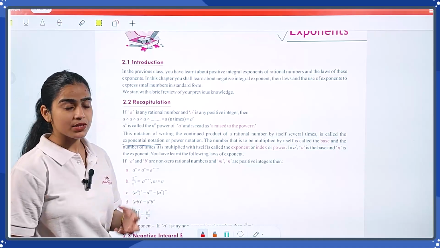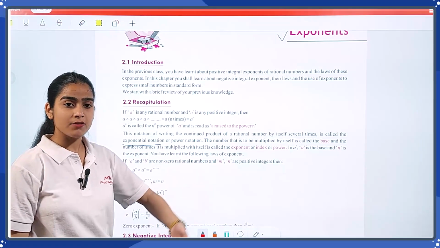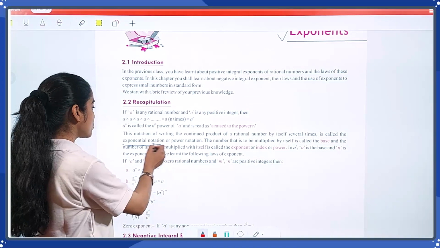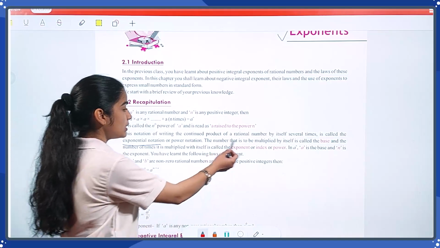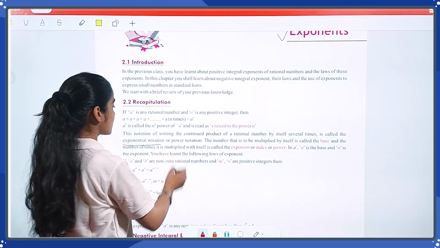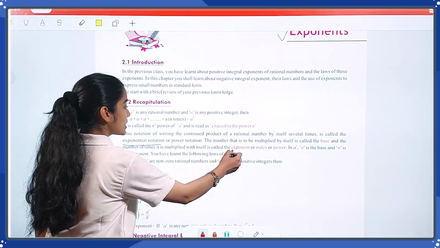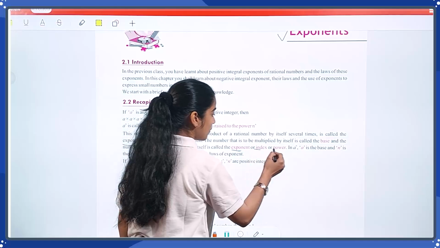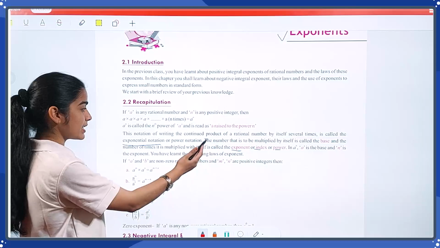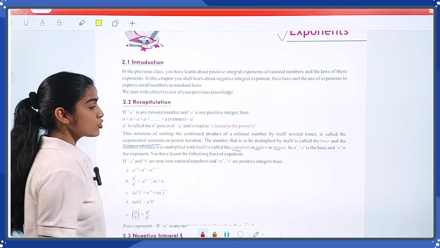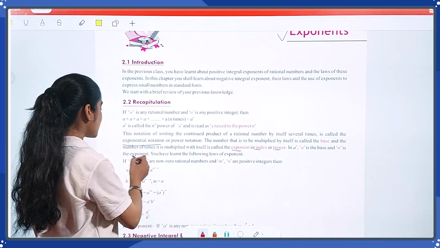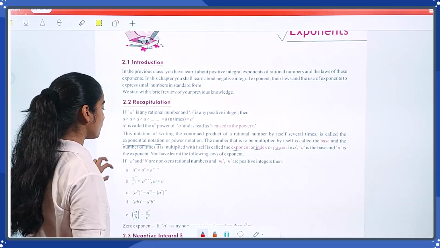It means that when we have the same number and we multiply it by itself n times, it simply means exponent notation or power notation. The number that is multiplied by itself is called the base, and the number of times it is multiplied with itself is called the exponent or index or power. So we have three terms for using this power notation, which are exponent, index and power. So a raised to power n, a is the base and n is the exponent.